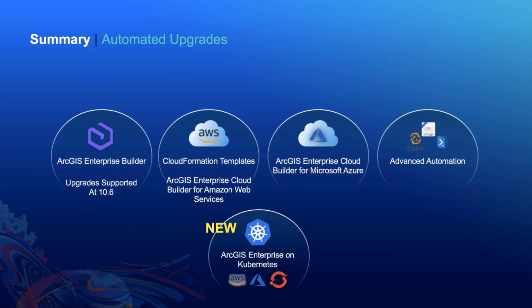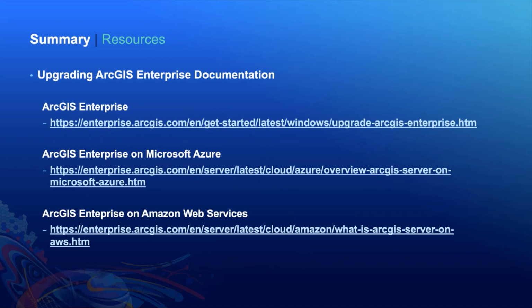Lastly, we discussed and demonstrated options available for manual and automating upgrades, including ArcGIS Enterprise Builder, CloudFormation templates, ArcGIS Enterprise Builder for Amazon Web Services and Azure, as well as automation tools like Chef and PowerShell. We also introduced the new deployment option for ArcGIS Enterprise on Kubernetes at 10.9 and what that upgrade experience would be like. For more information on these topics we covered today, you can visit the ArcGIS Enterprise upgrade documentation topics, as well as documentation for both ArcGIS Enterprise on Microsoft Azure and Amazon Web Services.